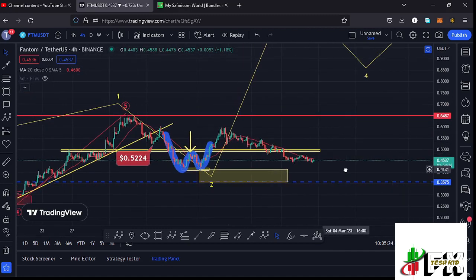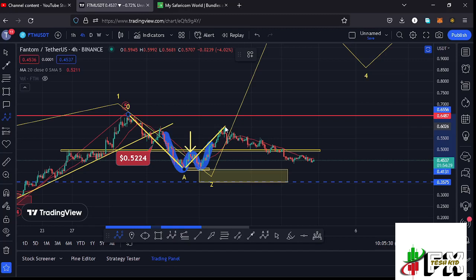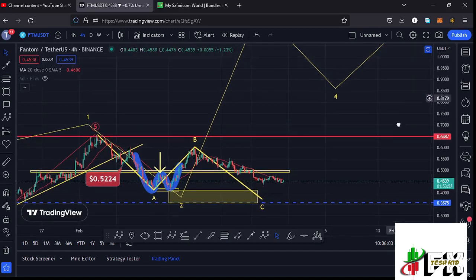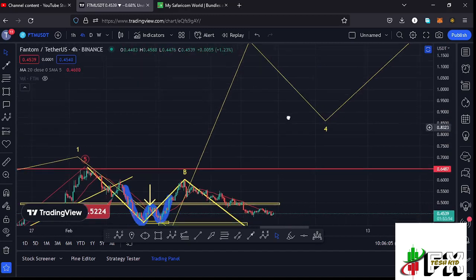So over here we are seeing an ABC corrective structure where we can term this as the wave A, then a wave B, giving us a peak at around the $0.6 mark, and I'm expecting one more leg down in the formation of this wave C, fully maximizing our target areas in the formation of that larger Elliott wave count 2. And once the low for this higher Elliott wave count 2 is in, then we can expect a massive run up in the formation of this higher Elliott wave count 3 to the upper side.